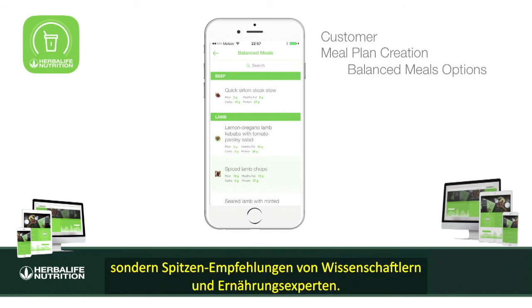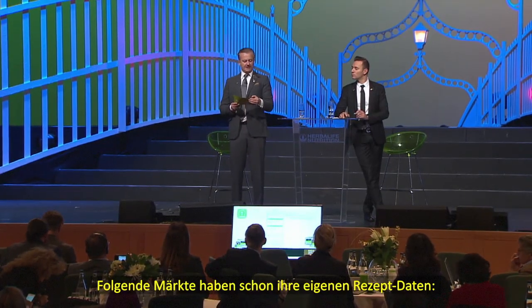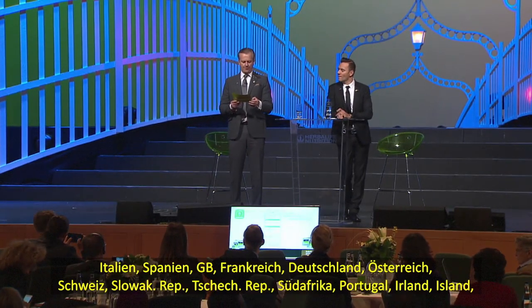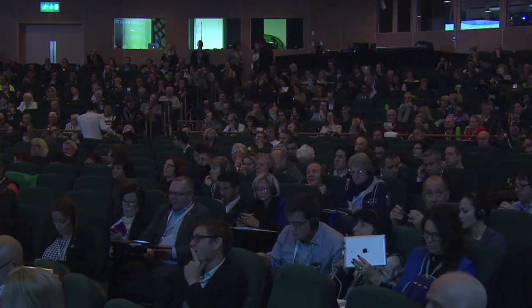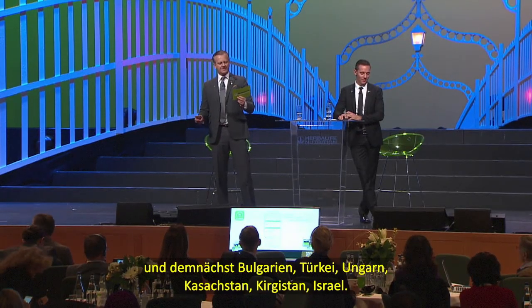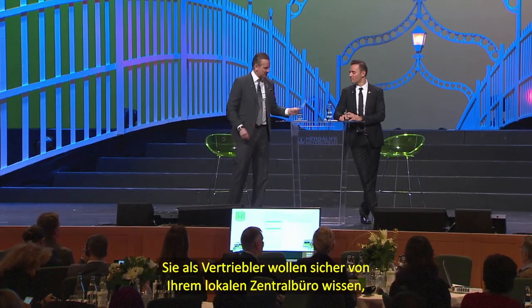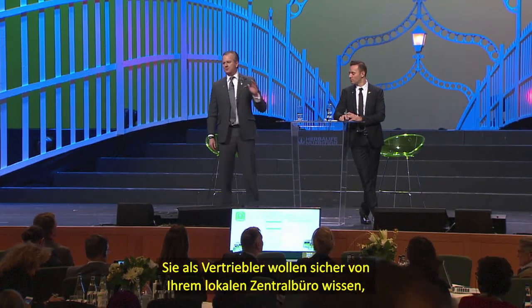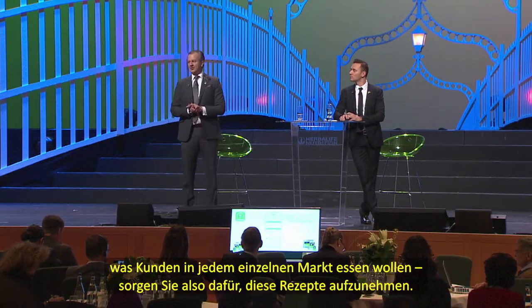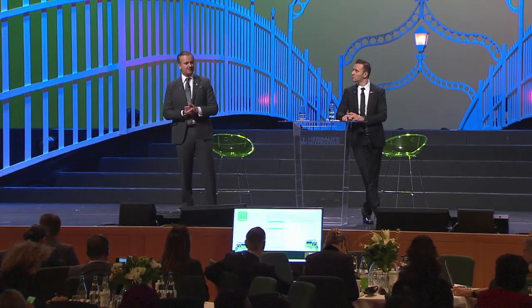from scientists and nutritionists. But the following markets already have their own recipe data: Italy, Spain, UK, France, Germany, Slovak, Czech, South Africa, Portugal, Ireland, Iceland. Okay, so it's already happening. And finalizing still Bulgaria, Turkey, Hungary, Kazakhstan, Kyrgyzstan, Israel. So as S&Ps, you want to work with your local home office to actually figure out what customers will want to eat in your markets and make sure you get those recipes in.